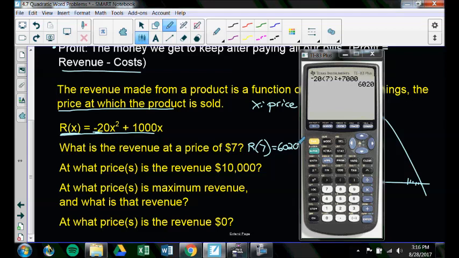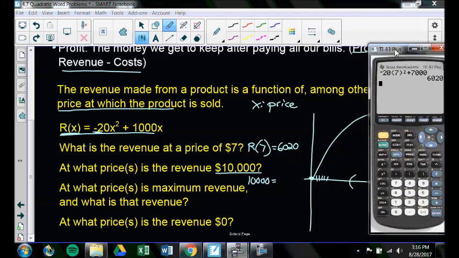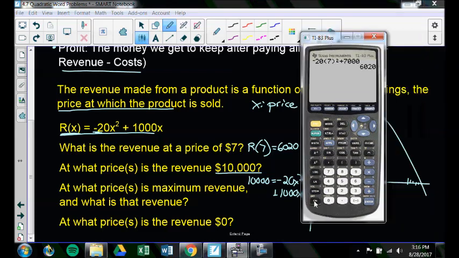Then there's the question, at what prices is the revenue 10,000? So now I'm going to set up the equation. We know the revenue, R of x. So 10,000 equals our equation, negative 20x squared plus 1,000x. Subtract 10,000 from both sides, and we'll see if this works.